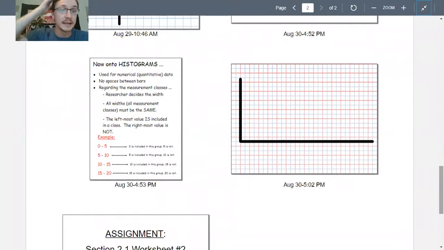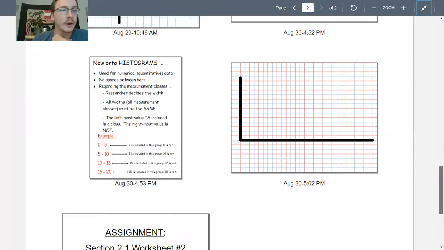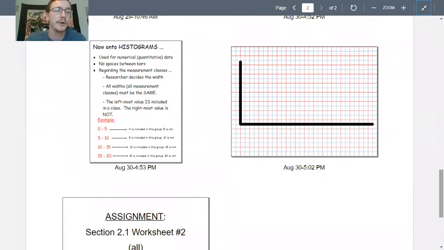the last thing that we're going to look at is histograms. Again, these are used for quantitative data. They're a bar graph that has no spaces between the bars.